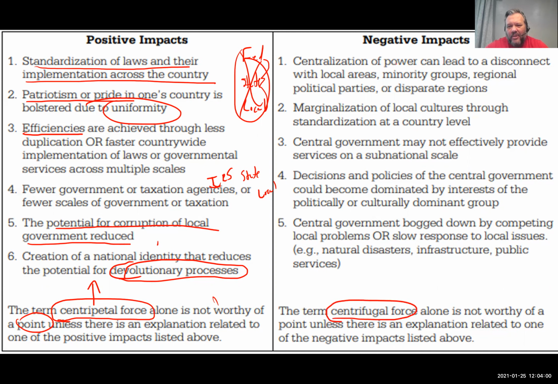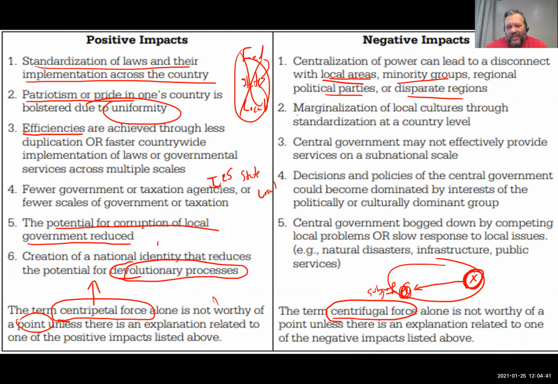All right. So centralization of power can lead to a disconnect with local areas. And so imagine we have this country here. Let's say this is the U.S. All right. So Washington, D.C. is here. Arizona is here. And especially before technology, is there a bit of a loss? Is there a disconnect between Washington, D.C. and places farther off? And that's one of the concerns. It can lead to a disconnect with local areas, minority groups, regional political parties, disparate regions. And so, this distance, if there's one subgroup here, they may not be heard, right?